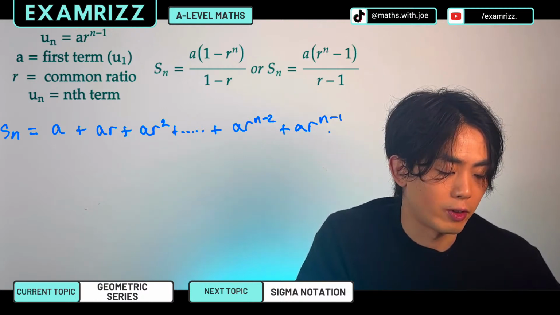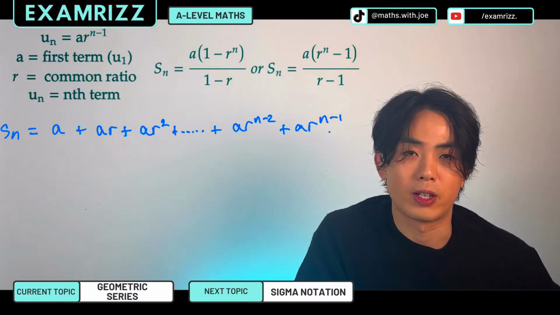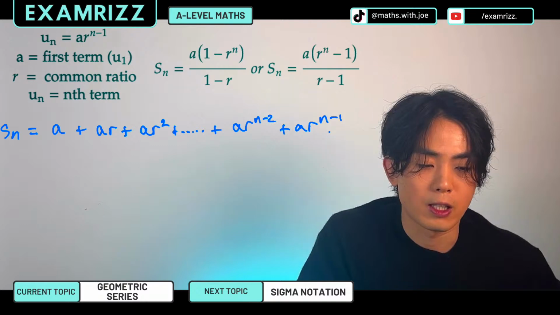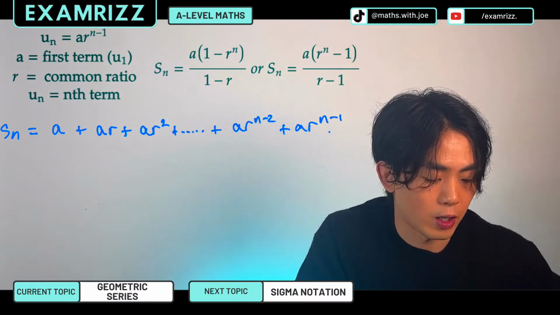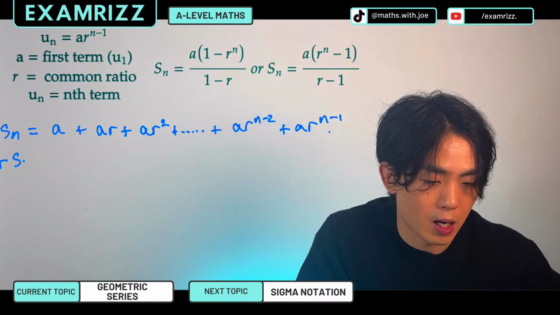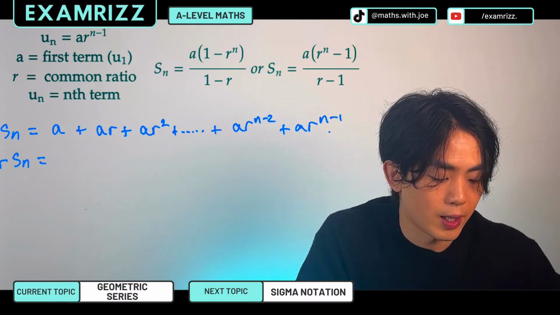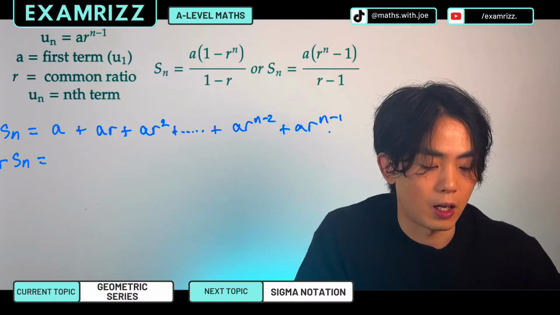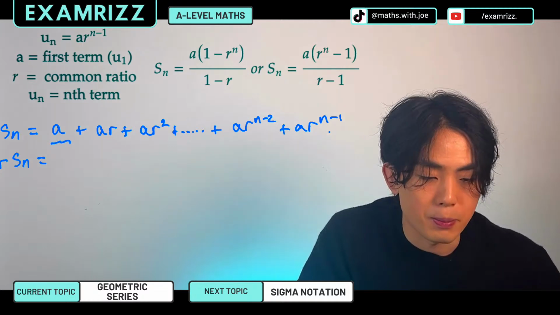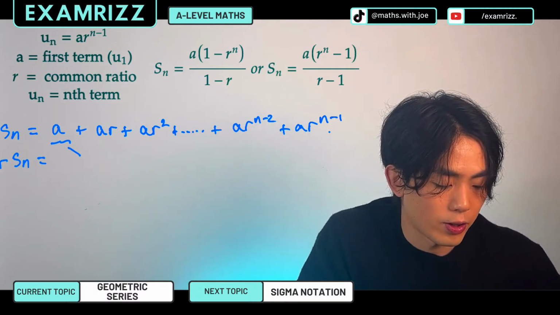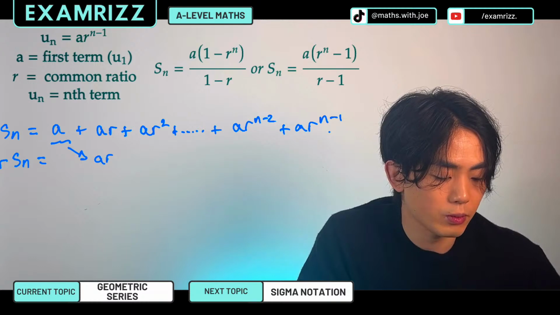Now, what I'm going to do is, rather than write Sn again and write it back to front like we did for the arithmetic one, I'm just going to multiply it by an r value. So in this case, it's going to be r times Sn like so. In which case, I can multiply each term by r. So if I multiply a by r, it's going to be ar, right? So I'm going to write it under here. So it's ar like so.